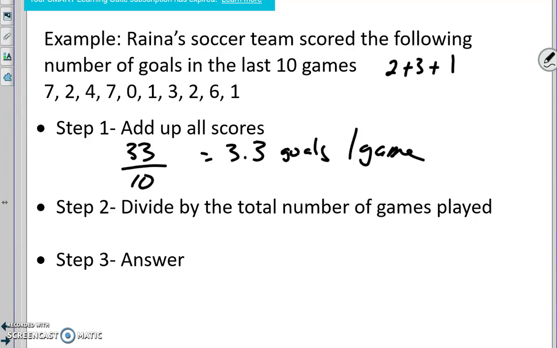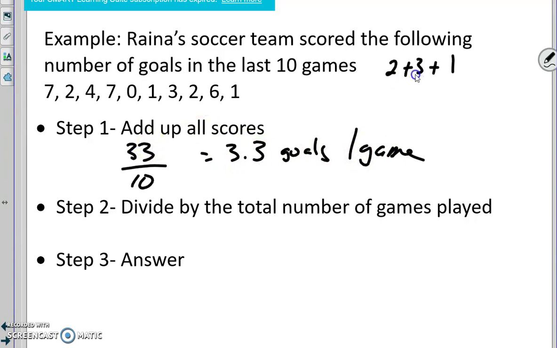You have to go equals. If you're going to go all in one step, Josh, you go 2 plus 3 plus 1 equals, get your 6, and then divide by 3. You got to go equals when you're adding. And then divide by 3. 3.3 goals per game, right?